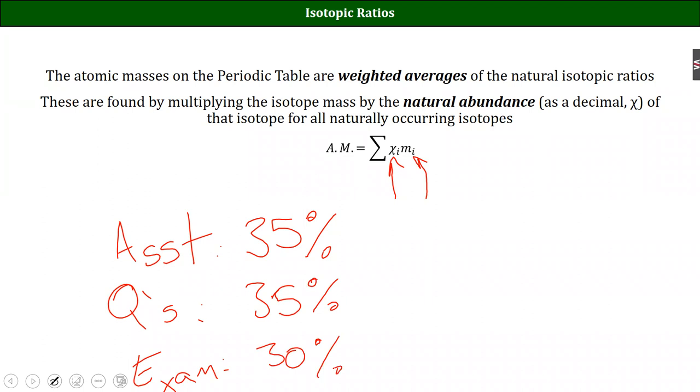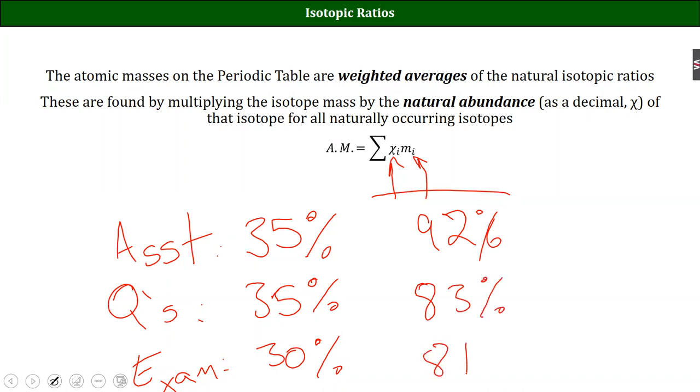If that's the way they're weighted, you can think of that as being like the percent abundance. The percent abundance is that probability for each, or how important each particular isotope is. And then the score that you get in each category is like the mass. So let's say somebody got a 92% here, and on quizzes got an 83%, and on the exam, 81%. What's the final grade?